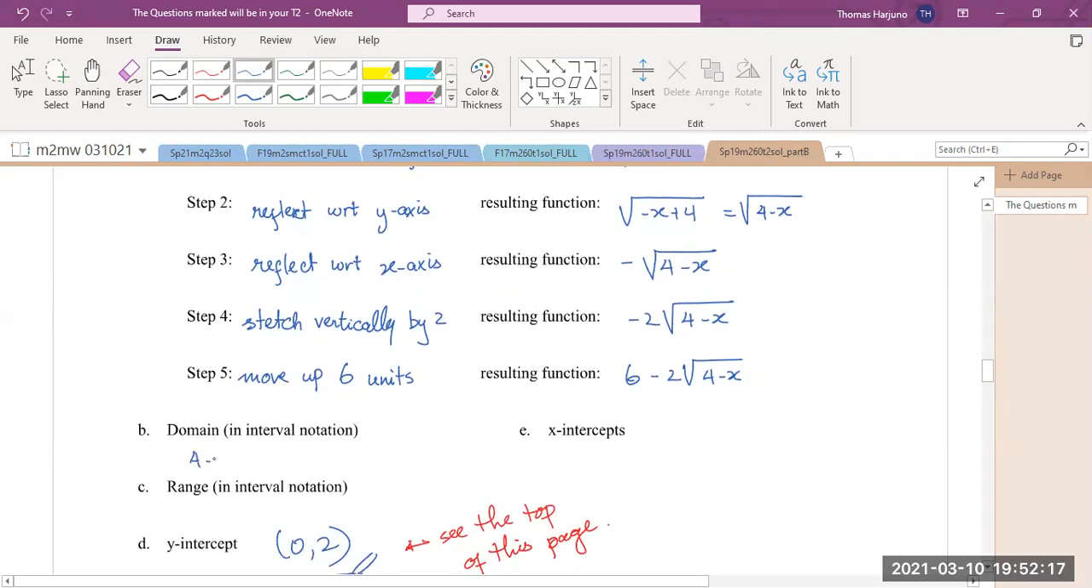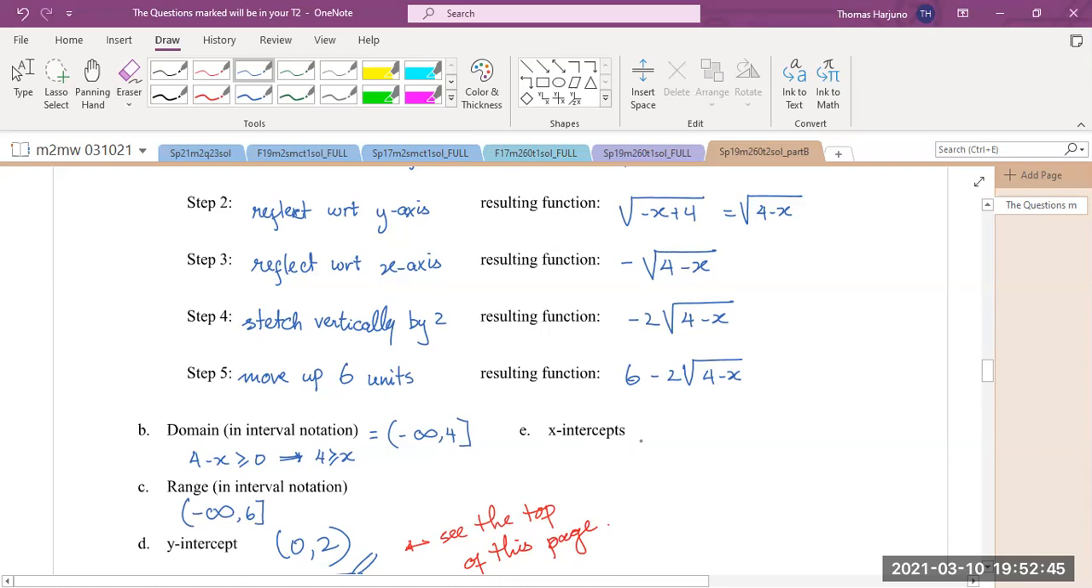4 minus x should be greater than or equal to 0, which means 4 is greater than or equal to x. So the domain is negative infinity up to 4. The range will be up to 6, right, negative infinity up to 6, because we flip that upside down. Okay, the y-intercept is done.